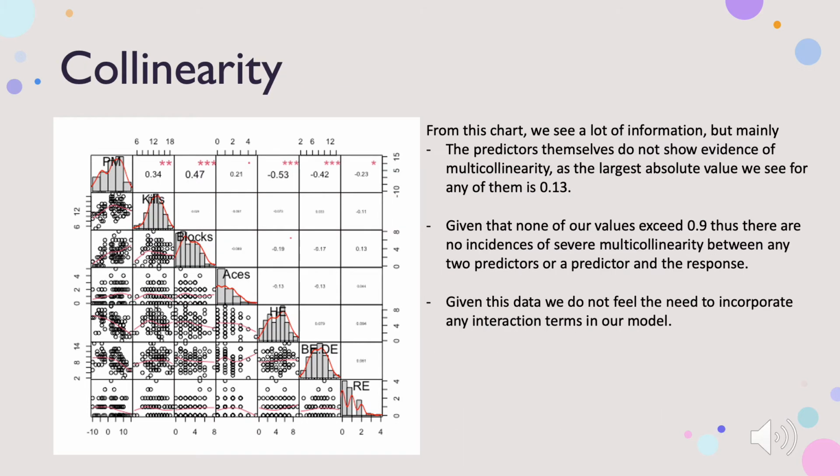Next, we looked into the issue of multicollinearity. From this chart, we see a lot of information, but mainly a few key takeaways. The predictors themselves do not show evidence of multicollinearity, as the largest absolute value we see for any of them is 0.13. Given that none of the values exceed 0.9, there are no incidences of severe multicollinearity between any 2 predictors or a predictor and the response. Given this data, we do not feel a need to incorporate any interaction terms in our model.